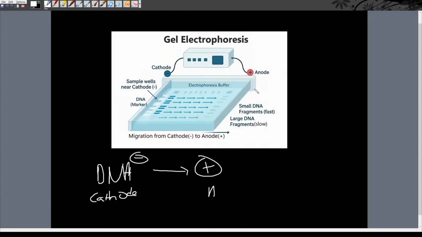So it wants to go to the positive part, and that's the way that gel electrophoresis works. Okay, we isolate DNA by using a centrifuge. You'll probably do that in a bio lab sometime in college. So we isolate DNA through a centrifuge and we put it into gel electrophoresis.